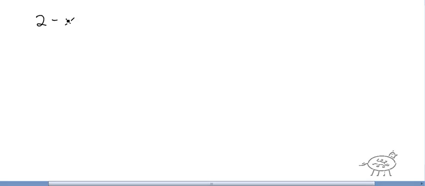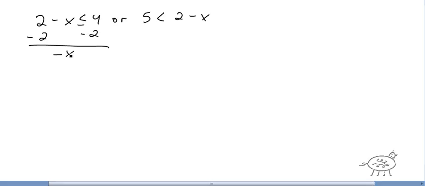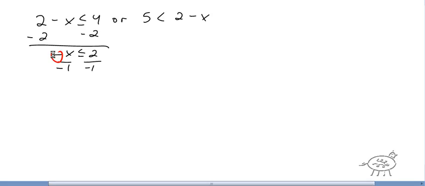2 minus x is less than or equal to 4, or 5 is less than 2 minus x. Okay, so we're going to subtract 2 from both sides. Negative x is less than or equal to 2. Divide by negative 1. So see how this has a negative here. If you divide by a negative, which we did, we divide each by negative 1, we flip around the inequality, so we get x is greater than or equal to negative 2.